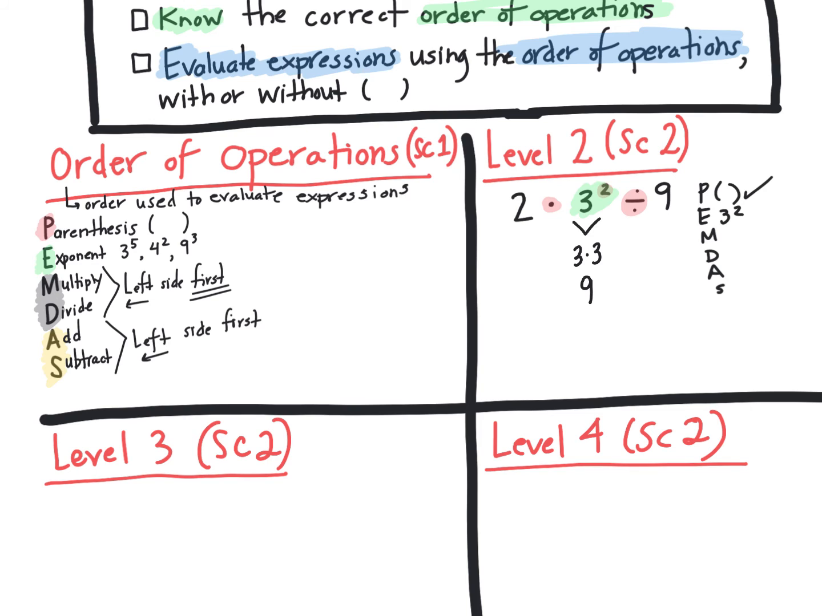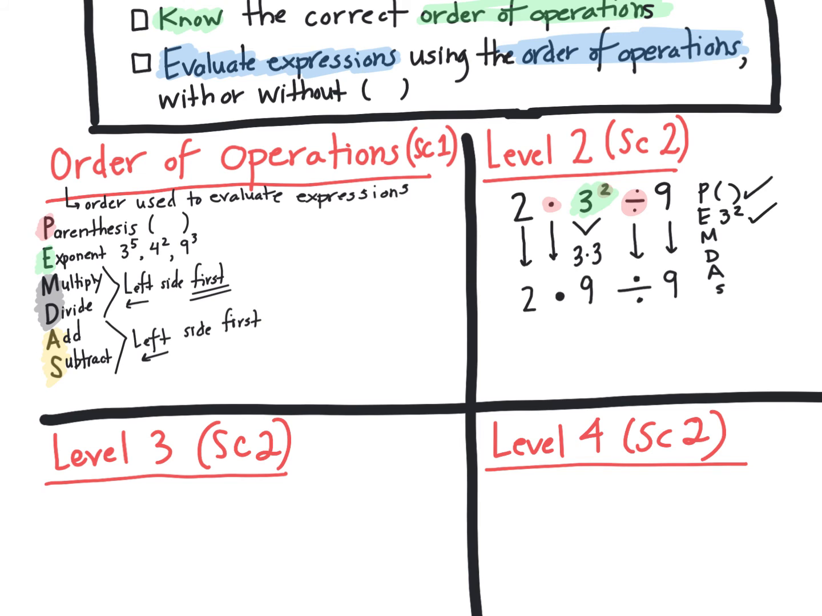Now what we do is we bring everything else down to line up with it. So I have my 2 still. I have my times sign still. I have my division sign. And I have my 9. You see how I line up everything just the same as it was? Okay, so I worked with my exponent.